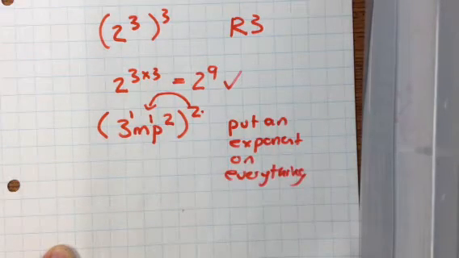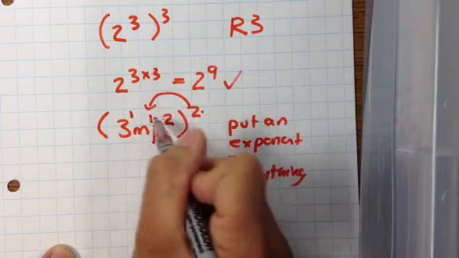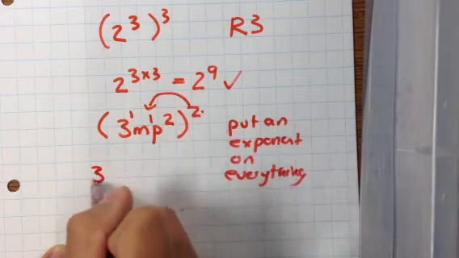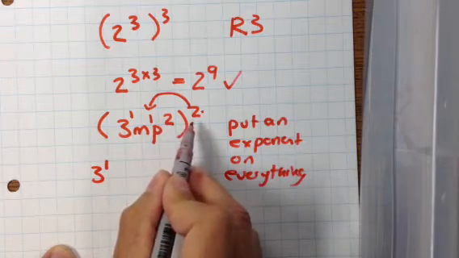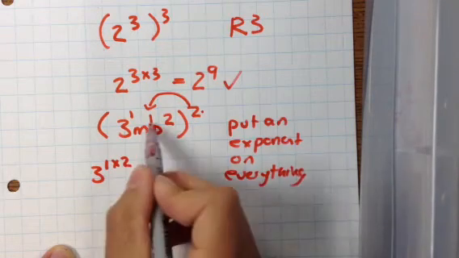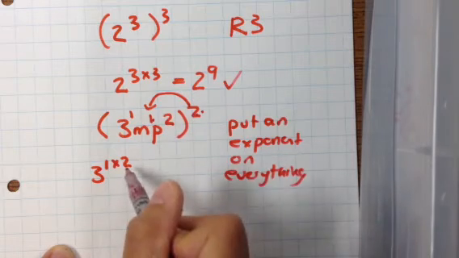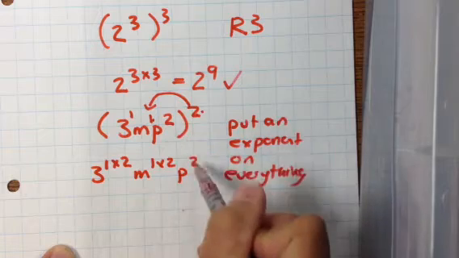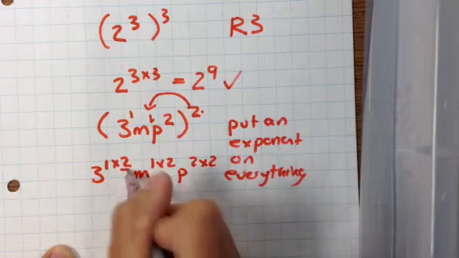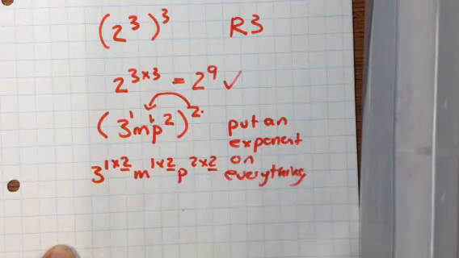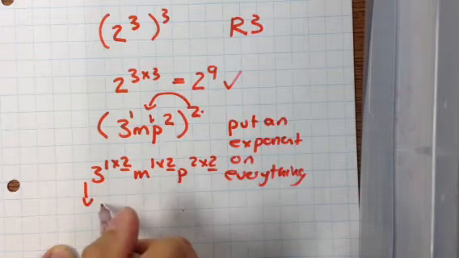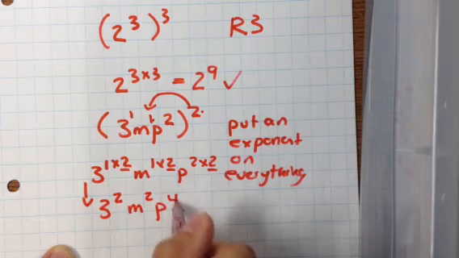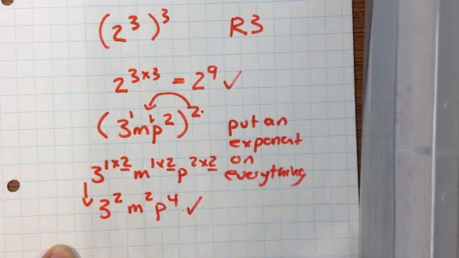And the reason I say that is it reminds you that all the exponents in the brackets are going to multiply with the outside. So the 3 to the 1 has to multiply with the outside too. The m to the 1 also has to multiply with the outside too. And the p to the 2 also multiplies by the outside. So all of them were multiplying by the outside bracket. And when you clean it up, you now get 3 to the 2, m to the 2, and p to the 4. Leave your answer in exponent form, you're done.